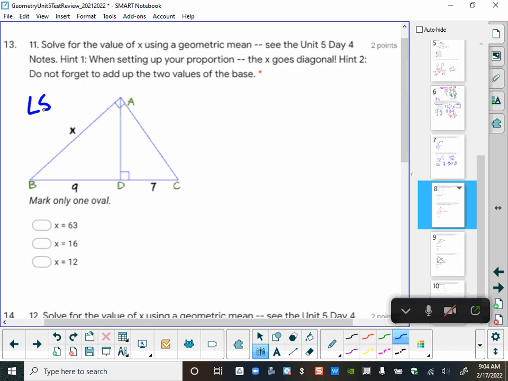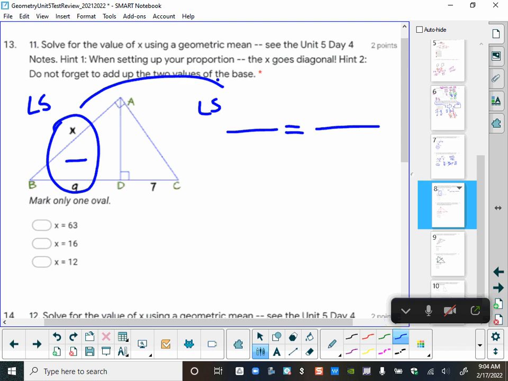Now, what we do is the following. Our first ratio, you get right here. So there's your first ratio. X over 9. Now, what do we know goes here? 7. Wait, X, wait, no. 9, 7. Okay, hold on.